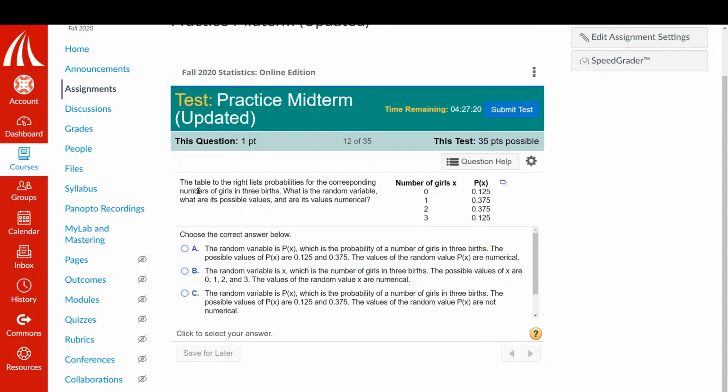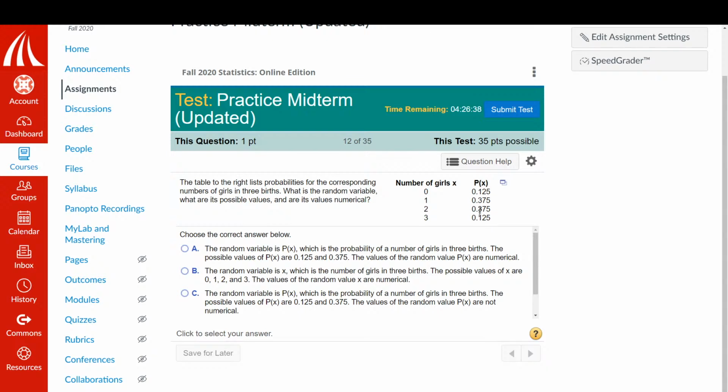So here's another question here. The author always uses girls, either pregnant girls or girls. I don't know why he always says this. The table to the right lists probabilities for the corresponding number of girls in 3 births. So in 3 births, you can have 0 girls, 1 girl, 2 girls, or even all 3 girls in 3 births.